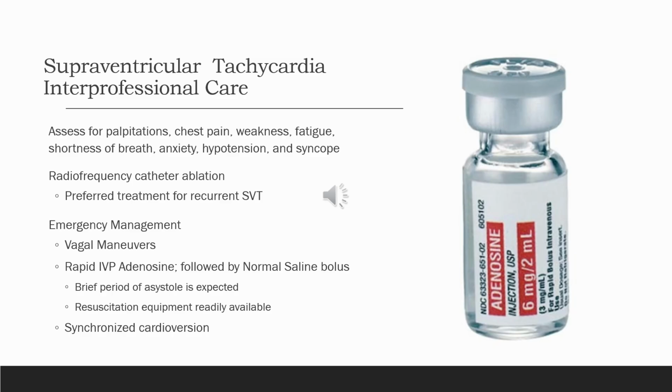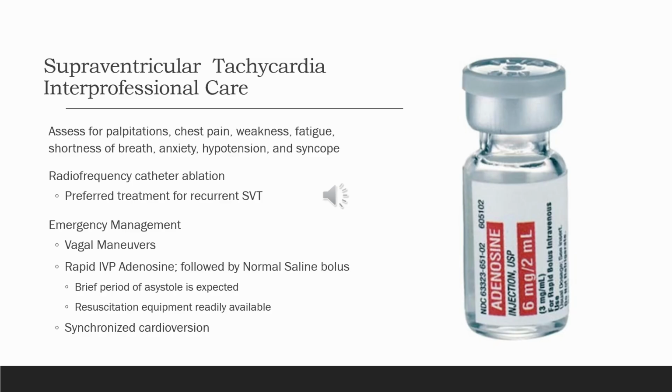All right, so now let's talk about how we care for our patients with SVT. Whenever a patient presents with SVT, we need to assess their symptoms very carefully. A lot of patients experience palpitations, chest pain, weakness, fatigue, shortness of breath, and sometimes even anxiety. If the heart rate is extremely fast for a prolonged period, then they can also have hypotension and syncope due to that decrease in their cardiac output. In really severe cases, cardiovascular deterioration can happen and they start to have angina, heart failure, and sometimes can even lead to cardiogenic shock.